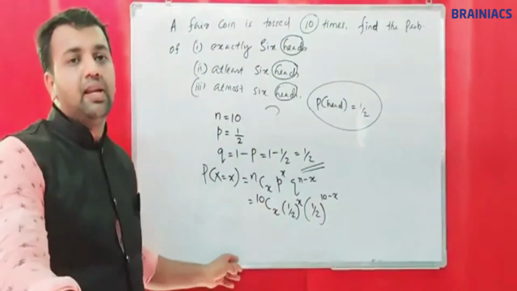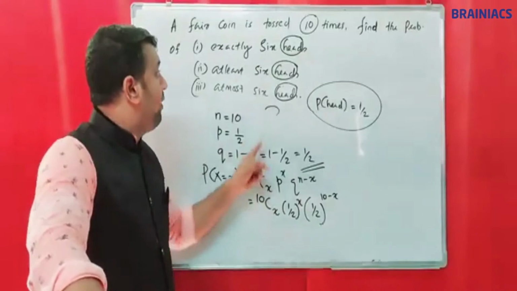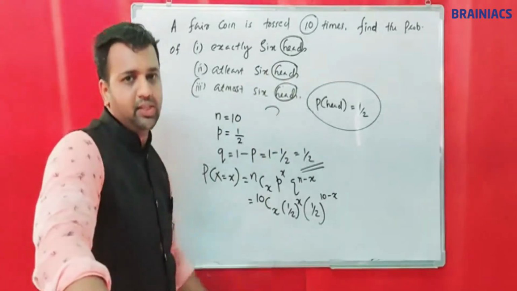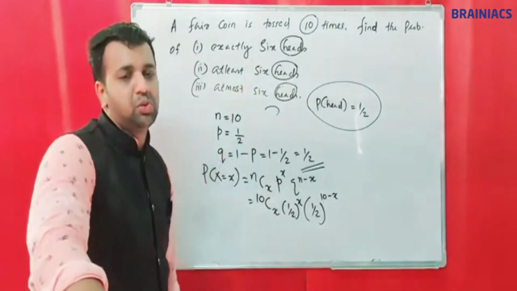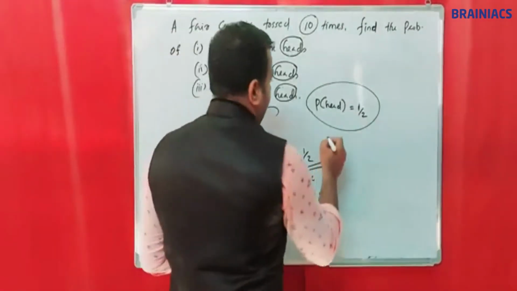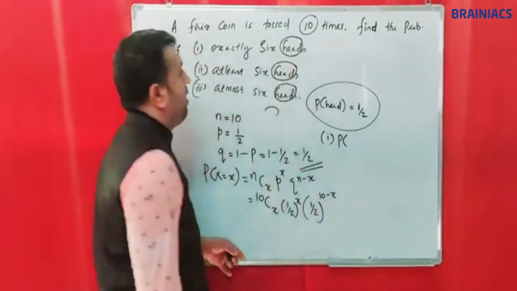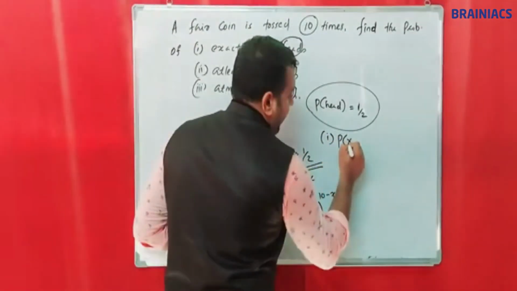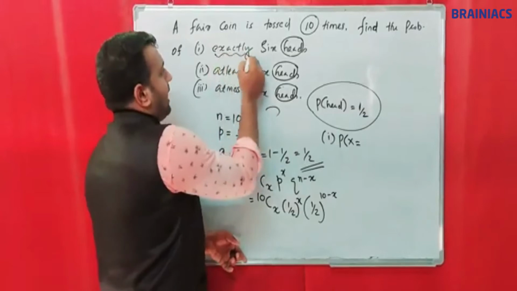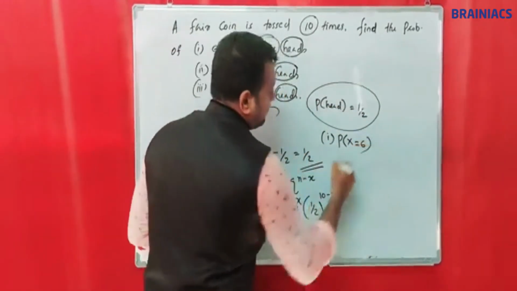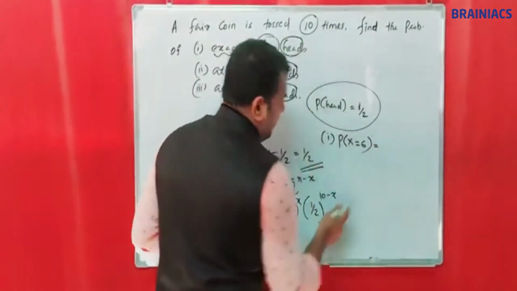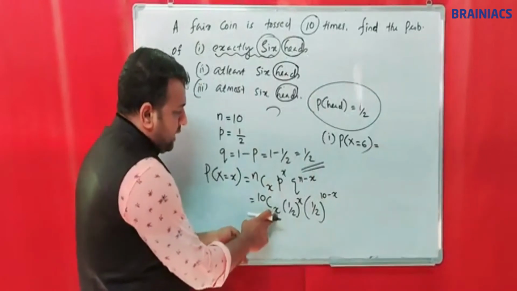This is the binomial distribution probability equation, used to find exactly 6 sets, at least 6 sets, and at most 6 sets. This is the equation which helps to find these 3 values. First, we find exactly 6 sets. P of exactly 6 sets means P of x where x carries only the value 6.